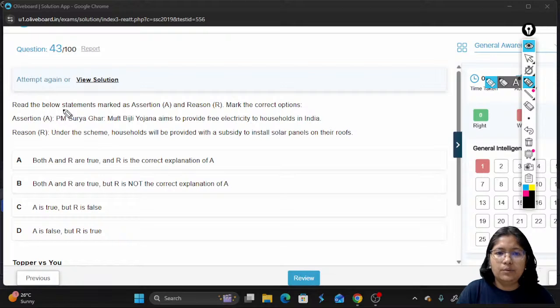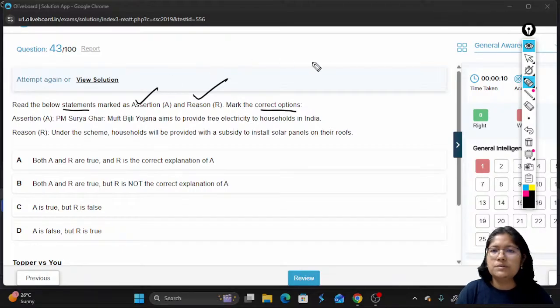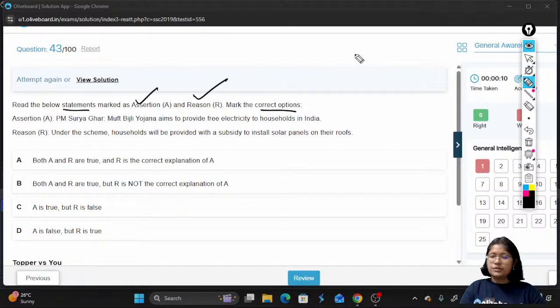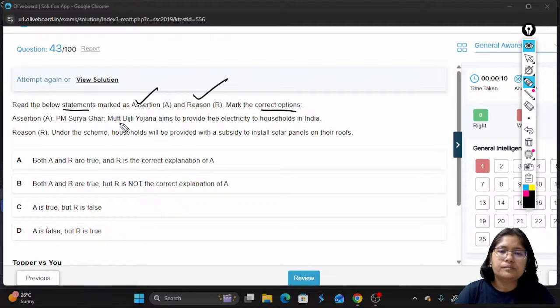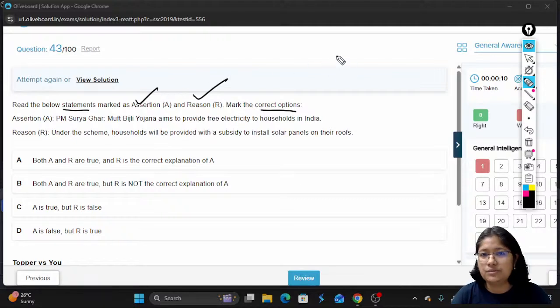Read the below statements marked as assertion and reason. Mark the correct options. Sometimes when you get such kind of questions, either it will have some reason, or if you remember the latest ones, like the last 3 terms, in that case you will be able to eliminate. And from the obituary section also, if there is anything important, you have to remember.